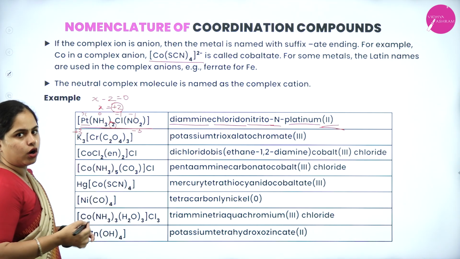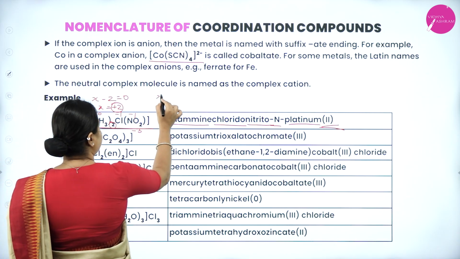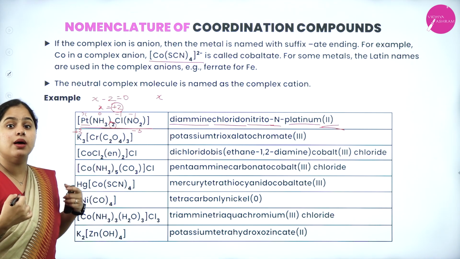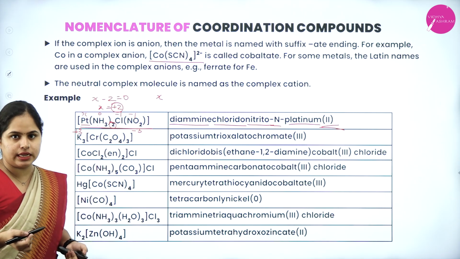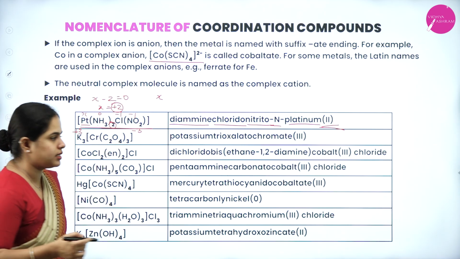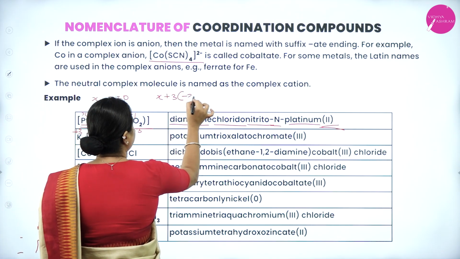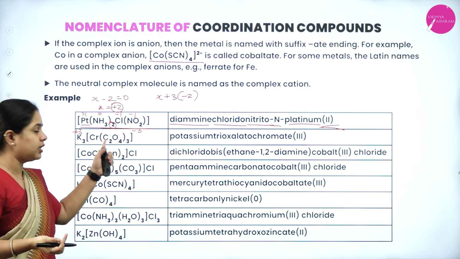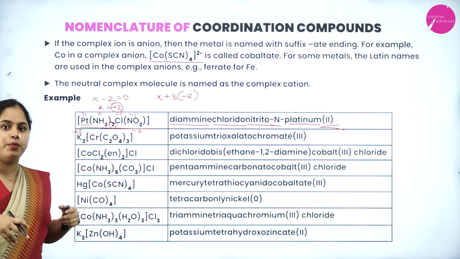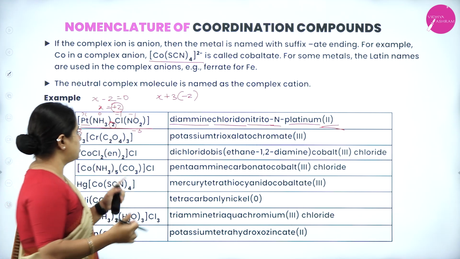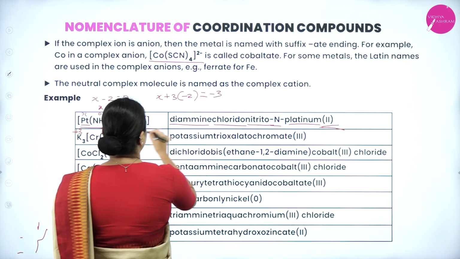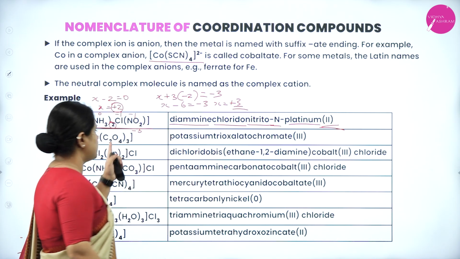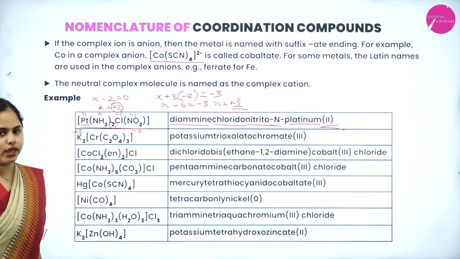Now let's calculate the oxidation number. For chromium, I don't know, I keep it as X. Now C2O4, it is oxalato. Is it monodentate? No, it is bidentate, right? Oxalato is a bidentate ligand, and how many of it is there? 3 is there. So I put it as 3 into -2, right? I hope it is clear. It is a bidentate ligand, so each of it will contribute 2. There are 3, so 3 into 2 we are going to take. So X minus 6 will be equal to -3, X will be equal to +3. So this is the charge on the chromium atom. Okay, so I hope it is clear.